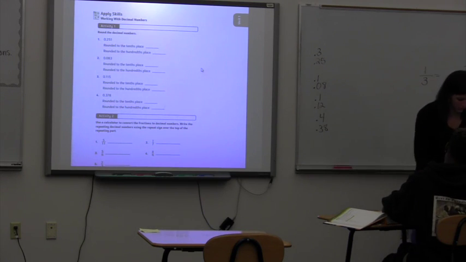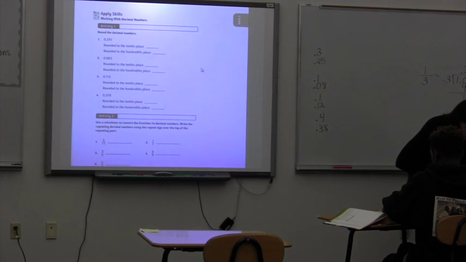It's telling us that we can use a calculator to convert the fractions to decimal numbers. Point 6. That's the decimal point. Okay. On skill maintenance, without the outside.